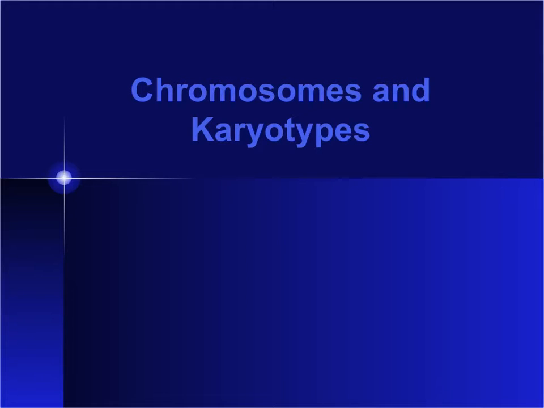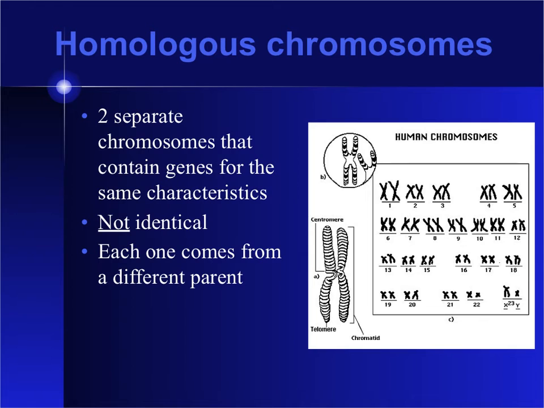In this lecture, we're going to talk about chromosomes and karyotypes. You should recall that homologous chromosomes are two separate chromosomes that contain genes for the same characteristics, but they are not identical. That's extremely important to remember. And that's because each one of them comes from a different parent.